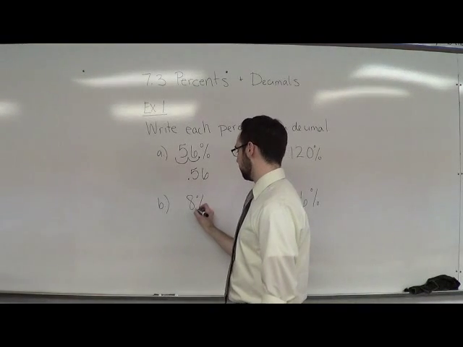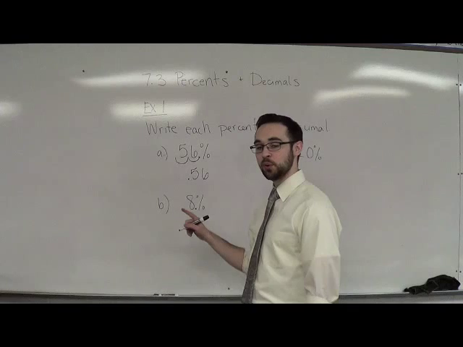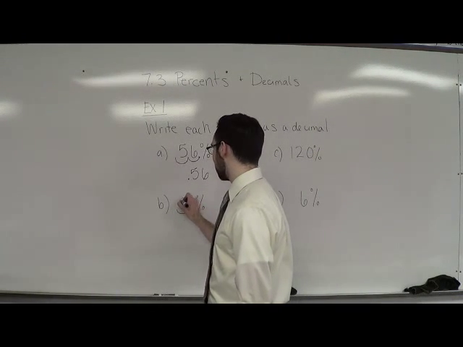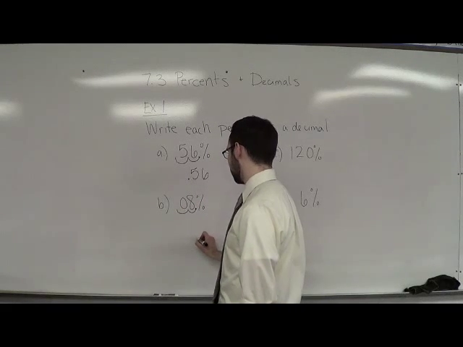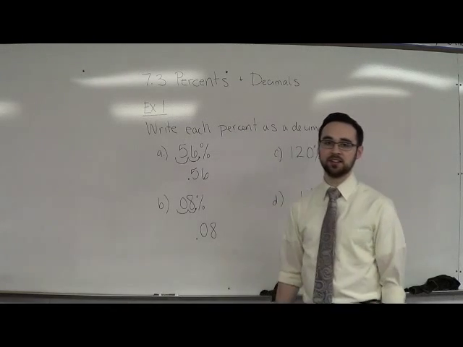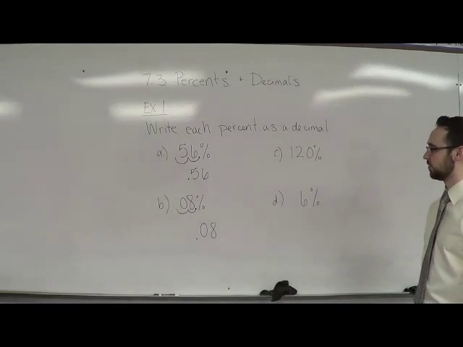So with 8%, it starts out as 8.0%, but I have to move it 2 places. So notice I have to insert a 0 here to take that placeholder, so it becomes 0.08, which is the decimal format of that percent.